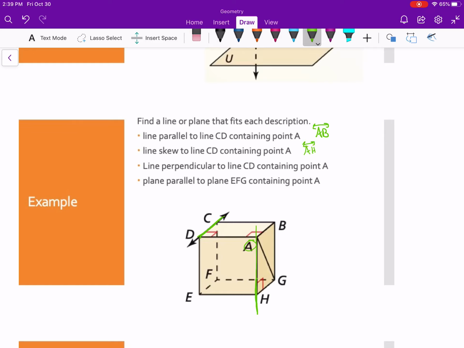A line perpendicular to CD containing point A. Perpendicular means meeting at a 90-degree angle. I see this little box over here for that 90-degree angle. So that's line AD. And then a plane parallel to plane EFG containing point A. Well, plane EFG is the bottom of that box, so the parallel plane would be the top of the box. So we could say plane ABC. Remember, when you name a plane, you only need 3 points.